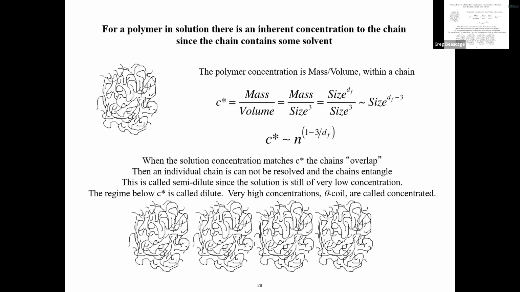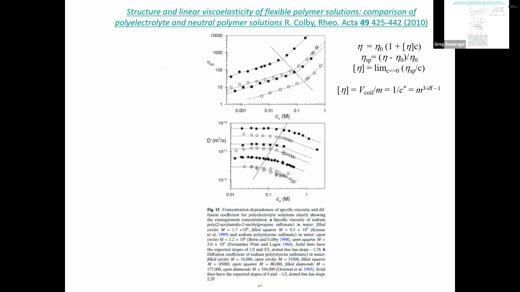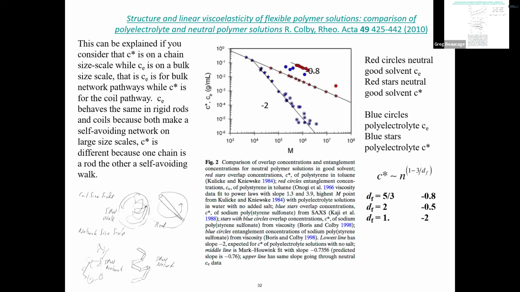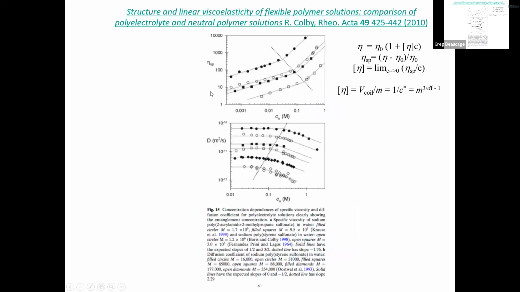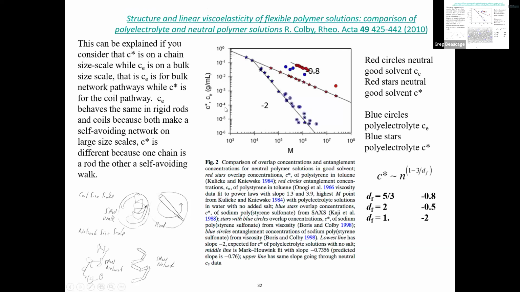So anyway, there's a few studies about how that kind of works out. This one is measuring the entanglement molecular weight, and also the C star, measured with light scattering, I think. It doesn't say how, I don't remember how C star is determined here, but it's by scattering. And then the CE is determined by this transition, right? So this is kind of an interesting paper.